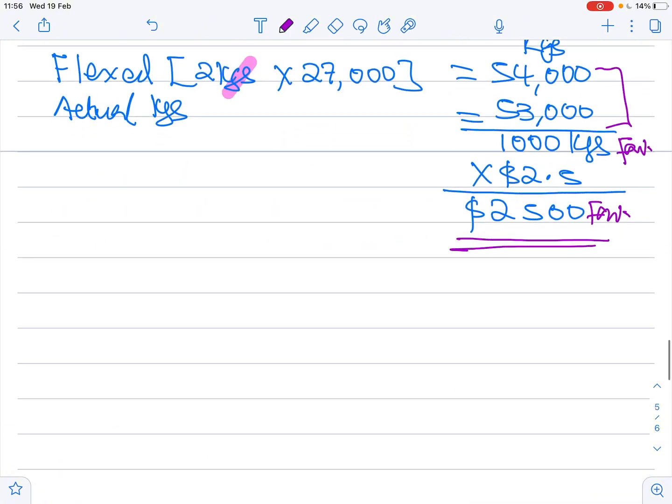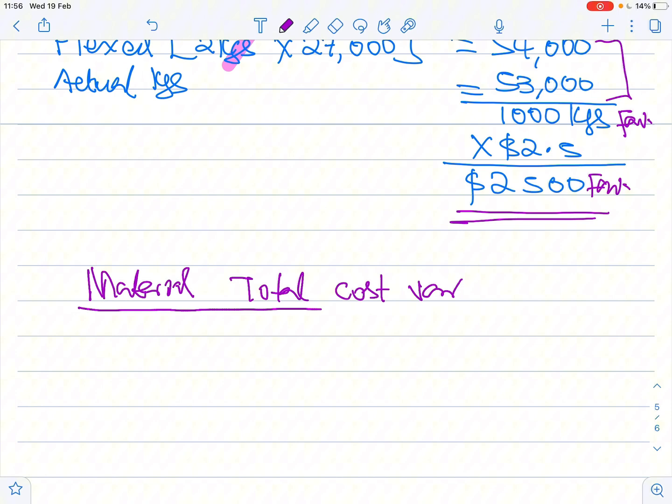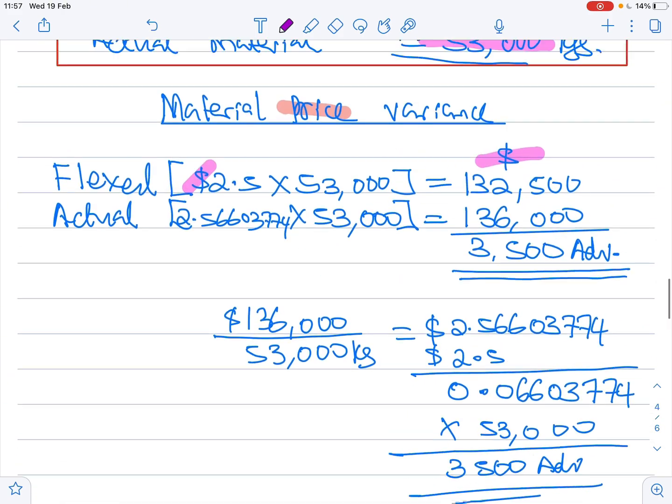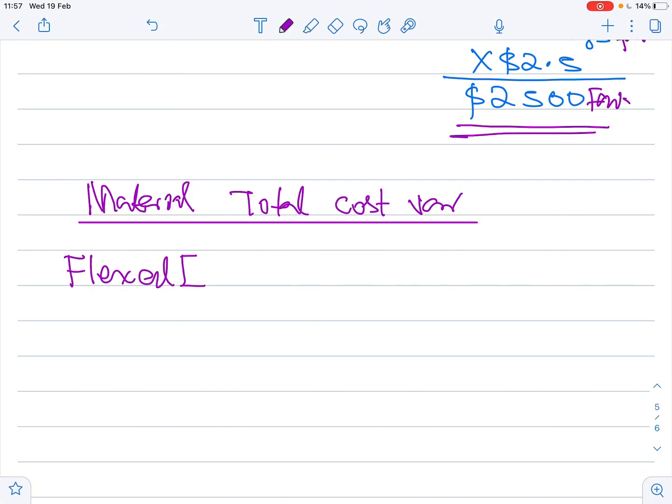So imagine you have to calculate material total cost variance. If this is your requirement for 2 marks, so what do you do? You need to get your flexed result, which is standard actual. So this time around, it's not saying usage, it's not saying price, so it is the total. So that is why you need to come here. And you come in here, you pick the standard. The standard is $5. So let's drop that $5. So you have it here, $5. $5. You have to multiply by what?